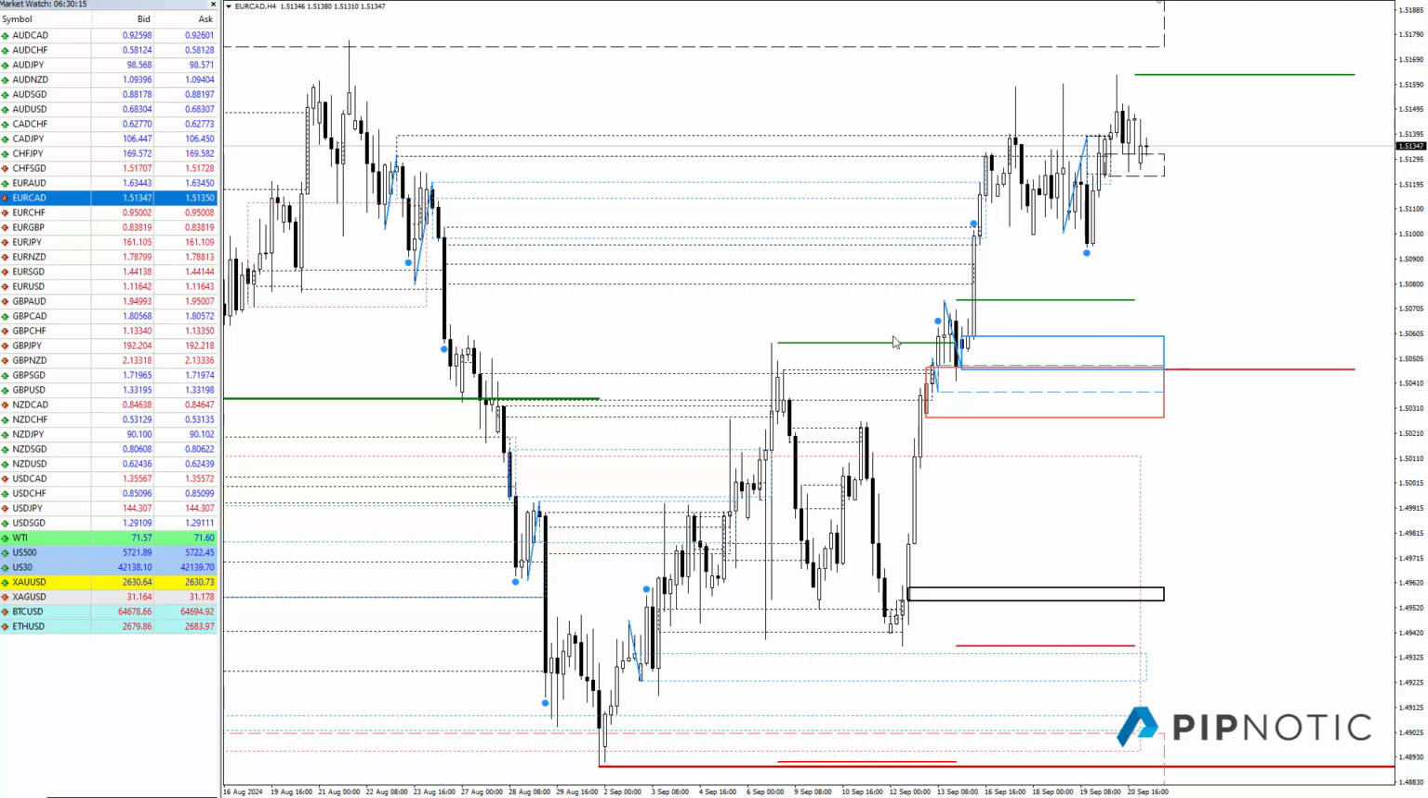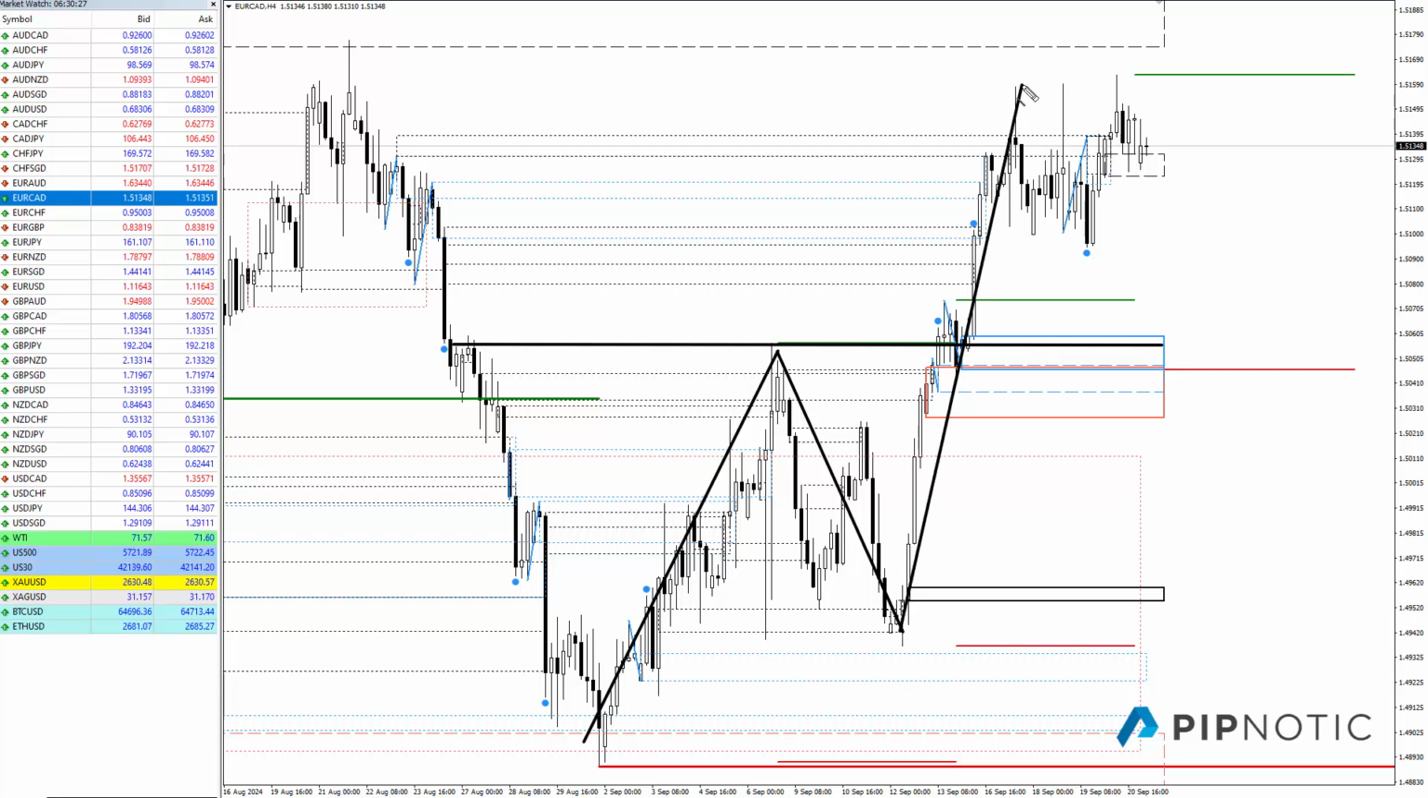Also, if we focus on this one here, we have the daily zone with the parent, we have two 4-hour zones, we have the parent and we have the child. The parent's been tested, the child has not been tested, and all of this happens in a place where we could expect prices to bounce because of this. So prices are probably going to have a bit of a bounce just there.